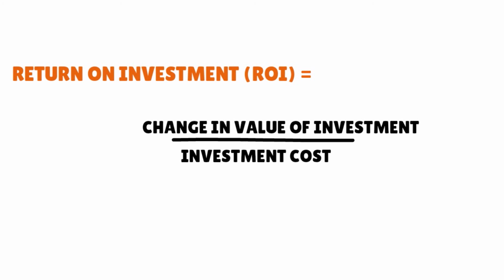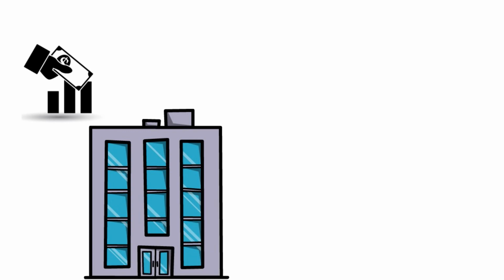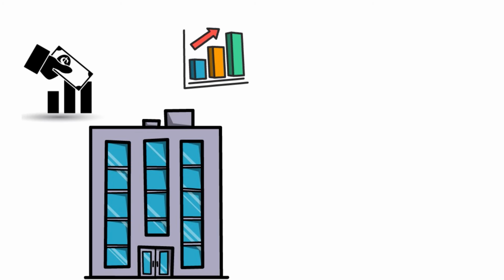Now, a lot of folks understand ROI. So for instance, let's say you have invested $1,000 in a company. You bought shares totaling $1,000, and after 1 year, the value of those shares went to $1,200. So from 1,000, it went to 1,200. In this case, your ROI is 20%.